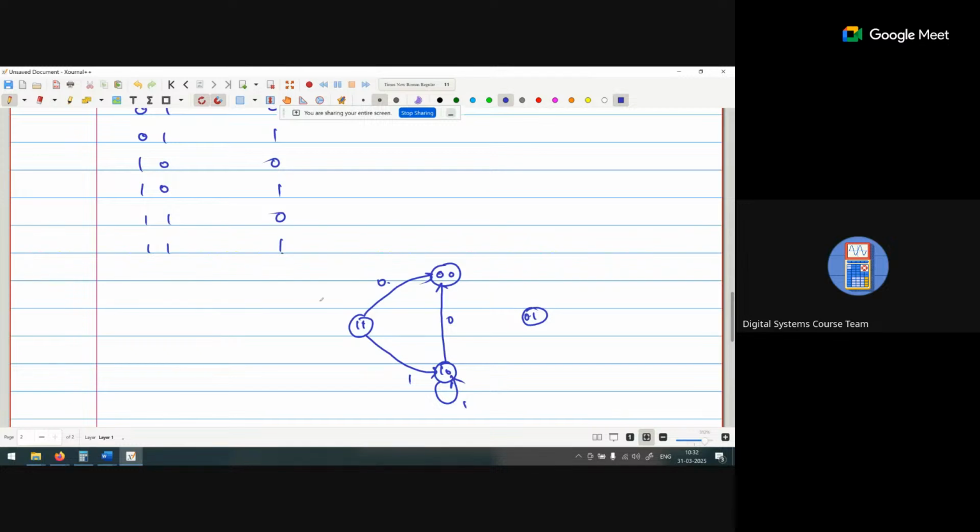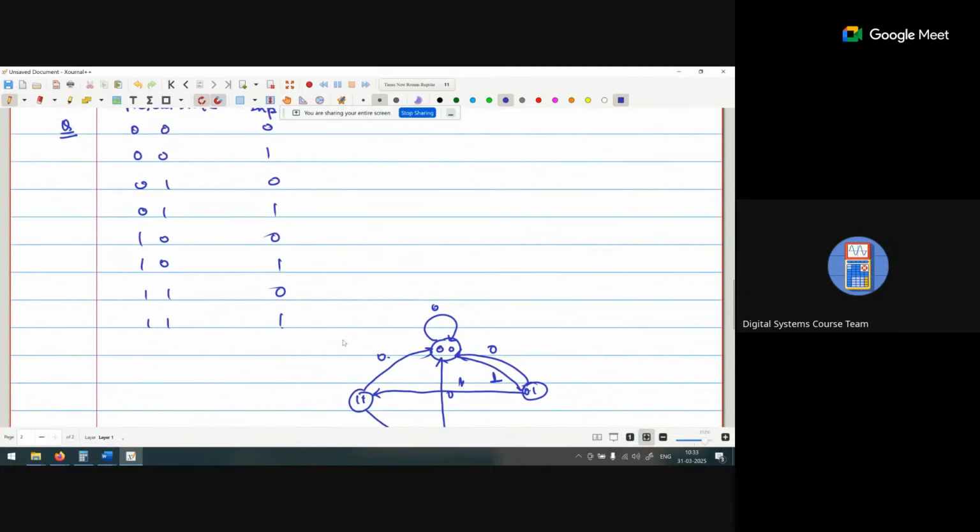For 0 1, when input is 0, it goes to 0 0. When input is 1, it goes to 1 1. And for 0 0, when the input is 0, it remains as 0 0, and when the input is 1, it goes to 0 1. So this is your FSM state transition.